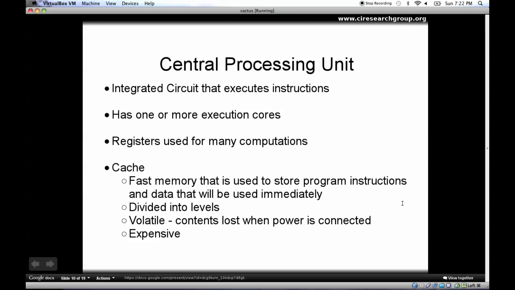Now, the central processing unit is the part of the computer that actually executes the instructions. It has one or more execution cores. Most modern CPUs have at least 2 cores. CPU registers are used for direct computation, direct operations that are occurring right now. The cache is used to store program instructions and data that will be used immediately, the next few instructions that are going to be executed. This cache is divided into levels of different speeds. It's also volatile. It loses its contents whenever power is disconnected. And it's expensive. This type of fast memory is quite expensive.